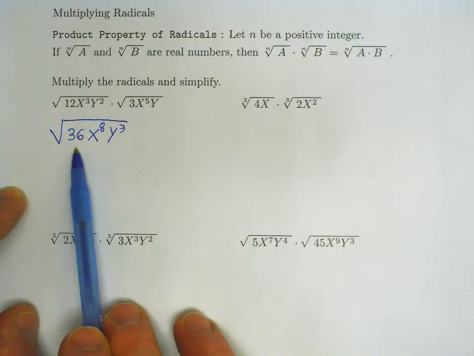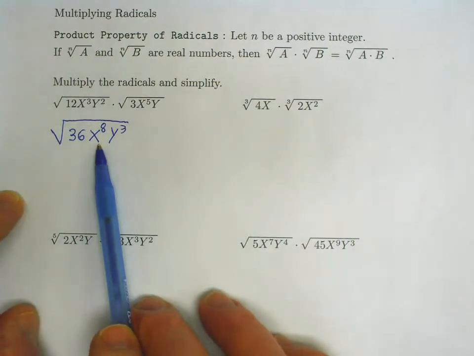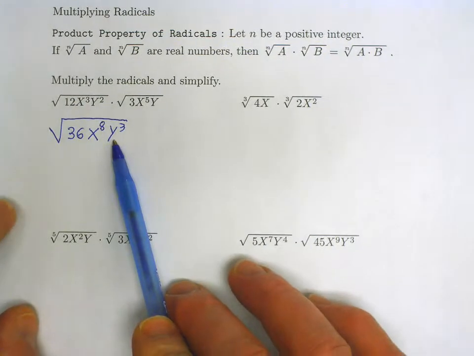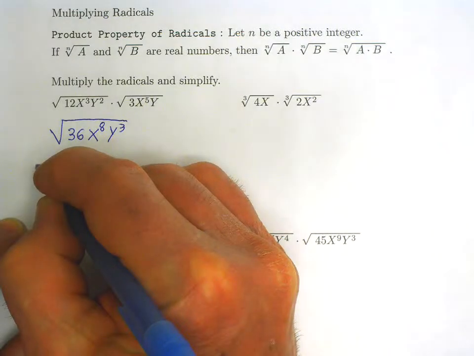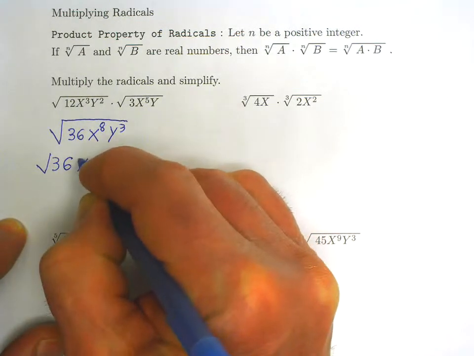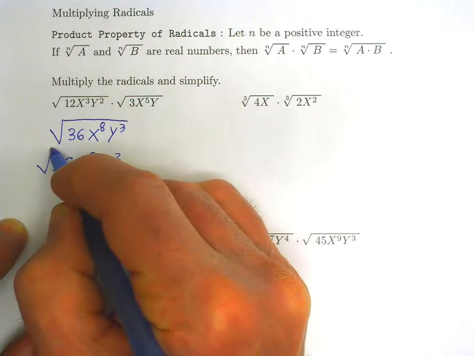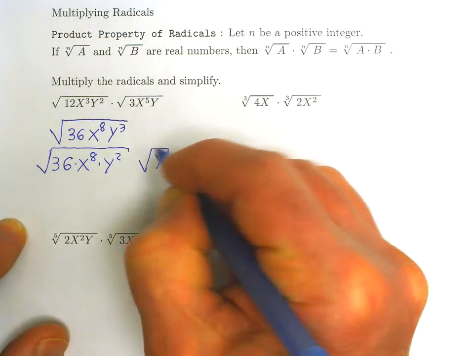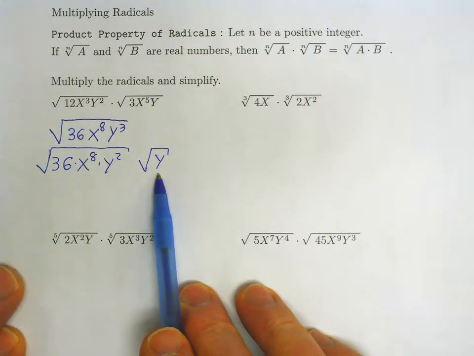36 is a perfect square. X to the 8th is a perfect square. The largest factor of y to the 3rd that's a perfect square is y to the 2nd. Okay, so we'll rewrite this as the square root of the perfect square factors, 36 x to the 8th times y to the 2nd, and we'll multiply that by the square root of y. Y is the factor that has to stay behind inside the square root.